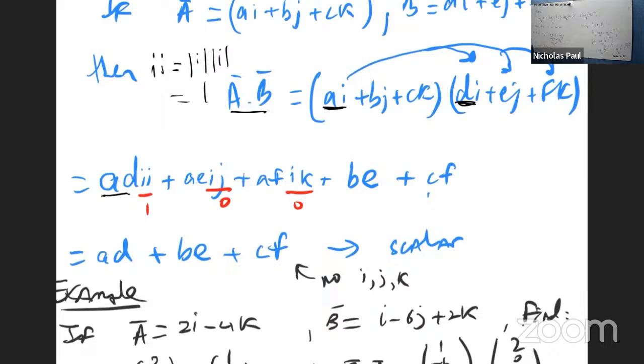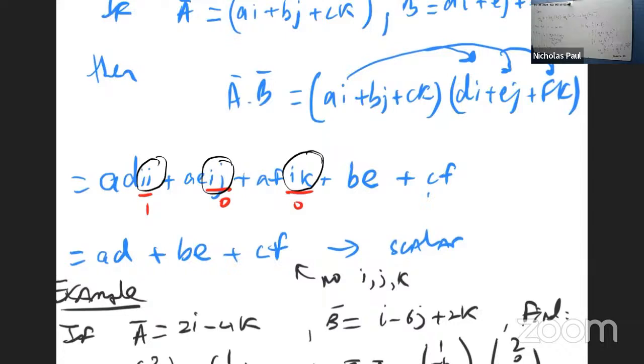But I and J are what? Perpendicular. X and Y perpendicular, right? So therefore their dot product is what? 2 perpendicular vectors, if the product is 0. Okay? So if you look at multiplication here, I by J is 0, I by K is 0, I by I is 1, J by J is 1, K by K is 1.